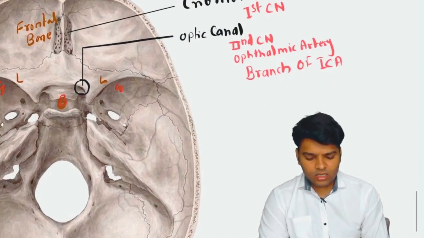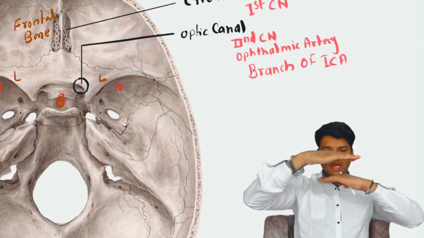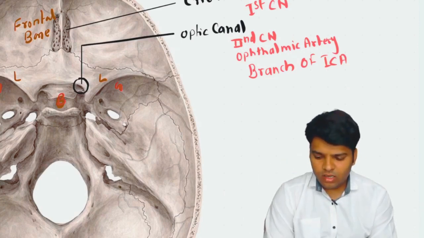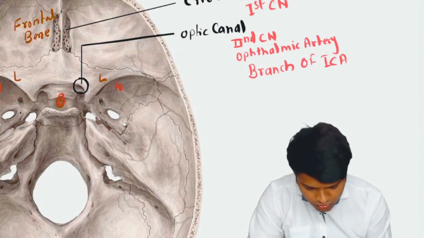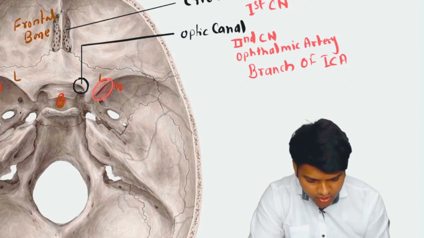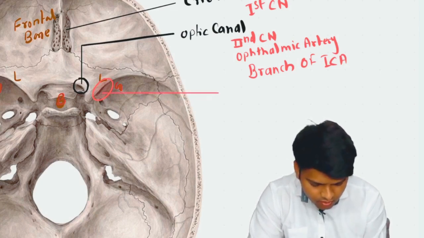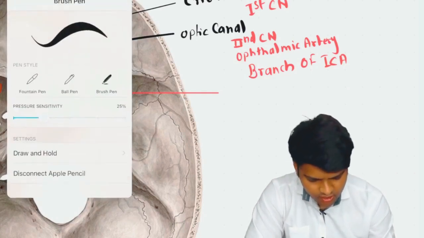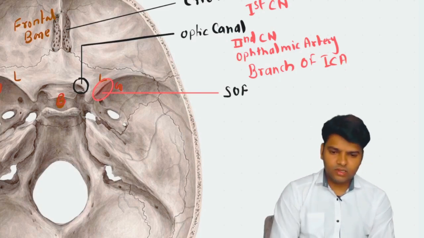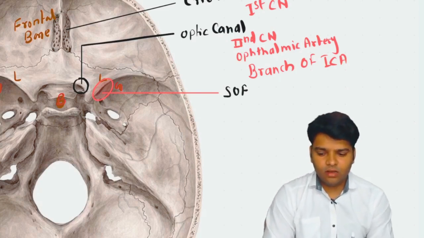And after this, the third opening, which I have told you about also: in between the lesser wing of the sphenoid and the greater wing of the sphenoid there is a fissure, which is called the superior orbital fissure. I will make it here, this is the superior orbital fissure. I will write it here in black color. And now I want to tell you what structures pass through the superior orbital fissure.